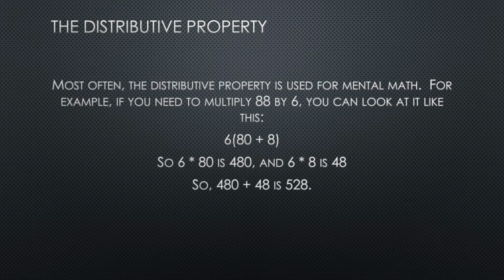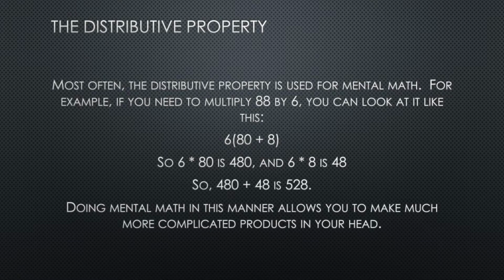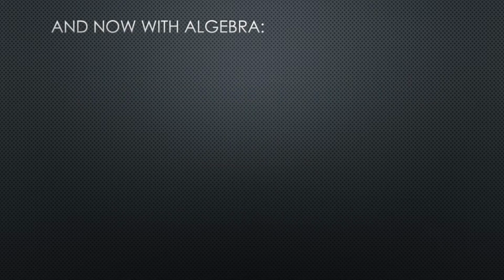So the distributive property is just amazing. It's the best. It's my favorite, which is an incredibly math teacher thing to say. Doing mental math in this manner allows you to do way more complicated things in your head. So I would definitely stress that you should try it sometime. If you have to do a double-digit number times a single-digit number, definitely try using the distributive property.